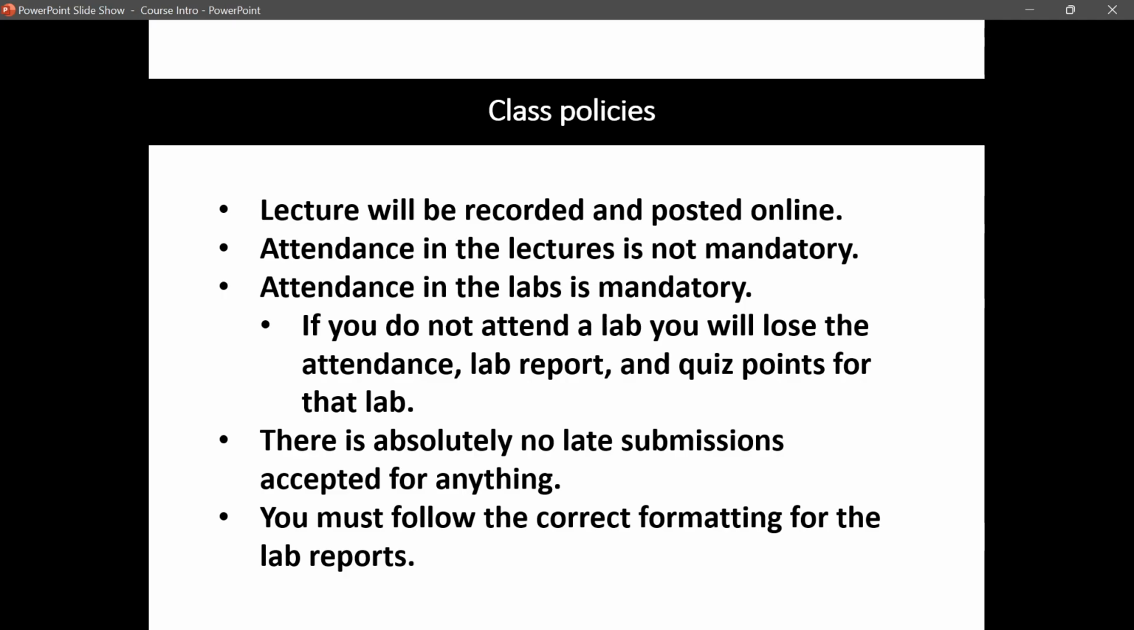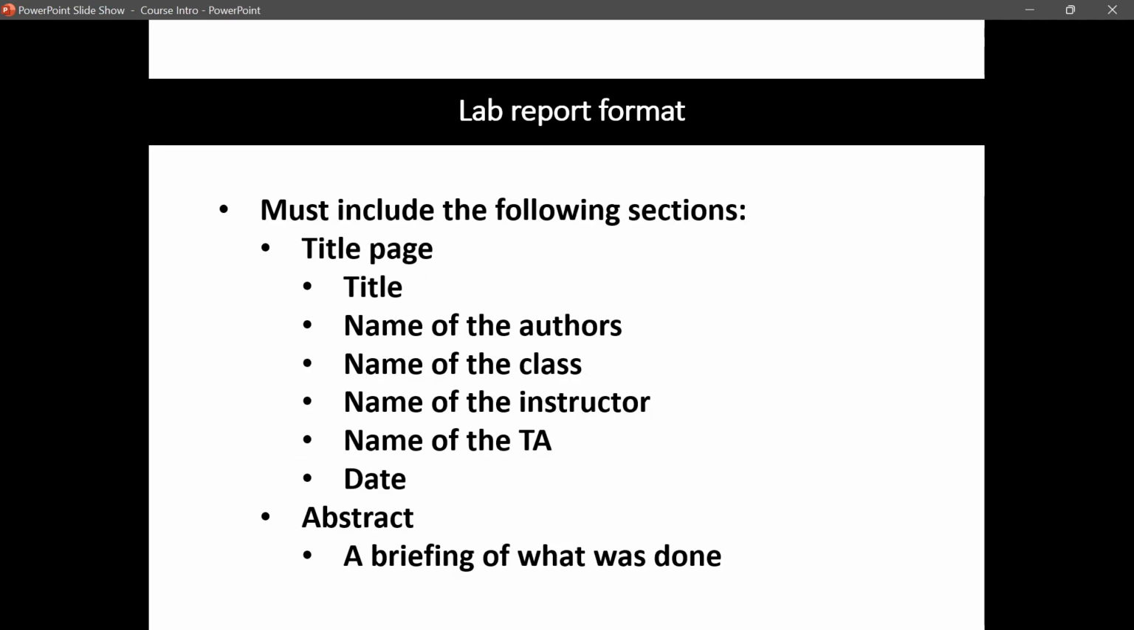Following the formatting is very easy. It is not rocket science. You have to be able to follow the formatting, and if you don't, you are going to get a 0 on the lab report. Lab report format. Lab report must include the following sections. It has to have a title page. In the title page, you have to include the title, the name of the authors, name of the course, name of the instructor, name of the TA, and the date.